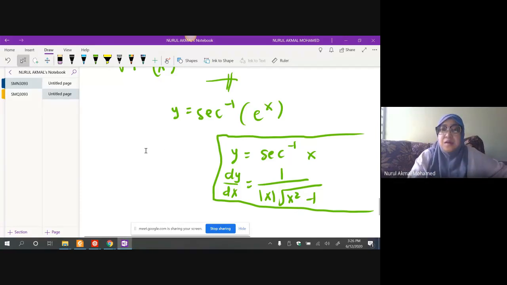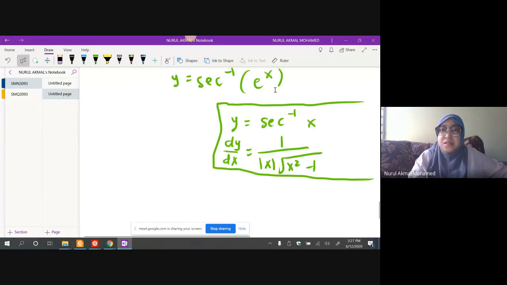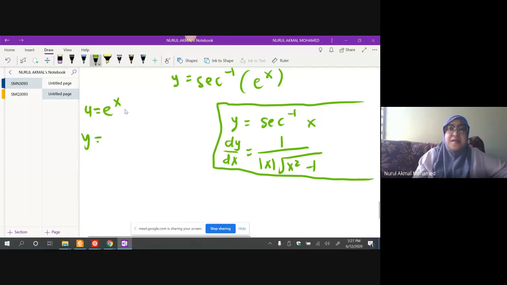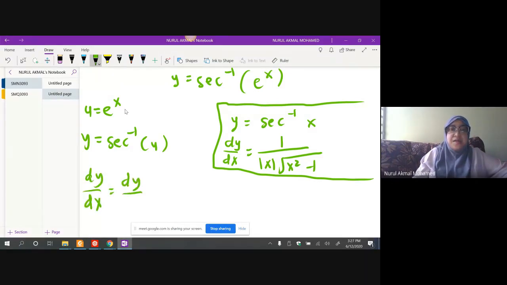Okay. So let's use chain rule. For the chain rule, you substitute u equal to e^x, okay? So your y is now equal to arcsecant of u, okay? So your dy/dx is equal to dy/du multiplied with du/dx, okay?